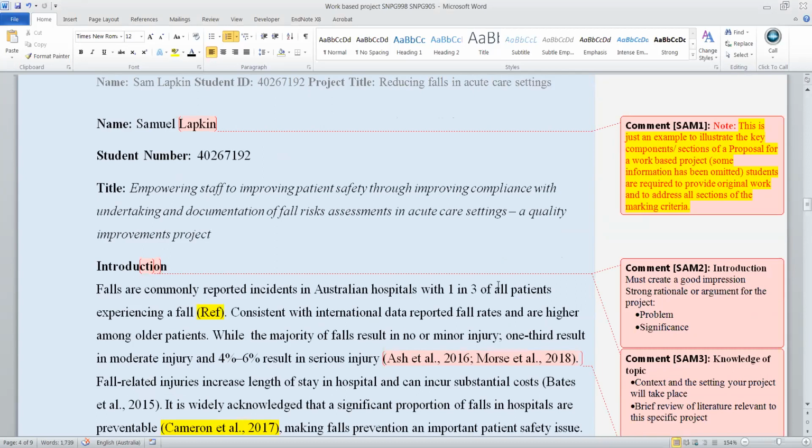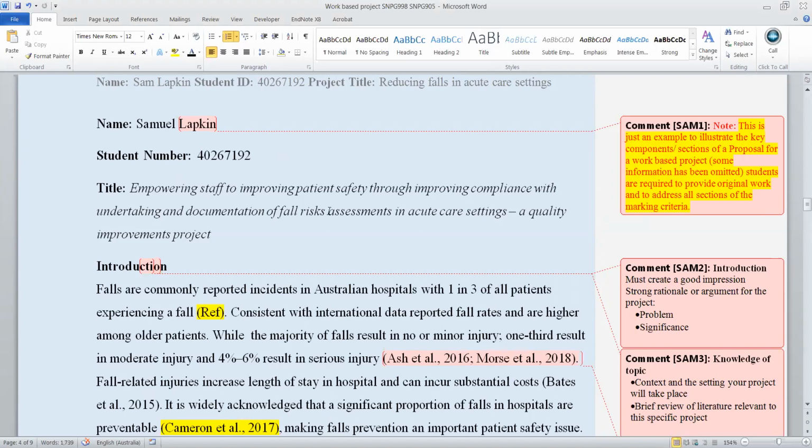Okay, in the next couple of presentations, I'm going to give you an outline of a project that I was involved in. Please note that this is just an example. It's meant to illustrate the key components of a work-based proposal. I've omitted some sections for obvious reasons, and you should not copy this topic. This is just to give you an idea of what a work-based project or a quality improvement project looks like.